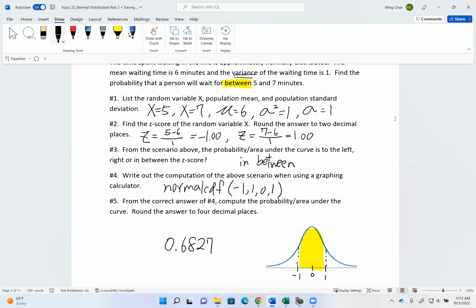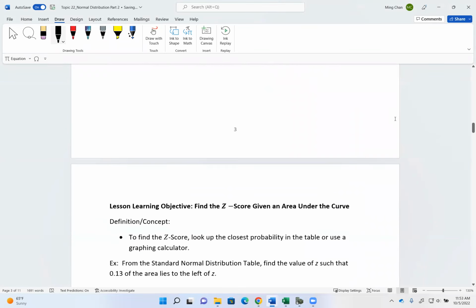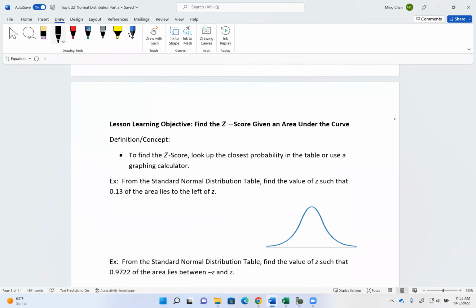All right. So now I'm going to show you how we can find the z-score given an area under the curve. To find z-scores, again, we can look up the table. We're going to look up the closest probability in the table or use a graphing calculator. So let's try to use the table first, okay? Remember, the table always gives me the area to the left. So from the standard normal distribution, find the z value such that 0.13 of the area lies to the left of the z. So I don't really know where my z is, but I know the area to the left is 0.13.